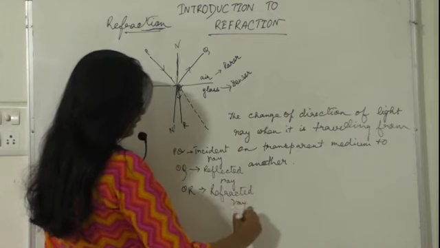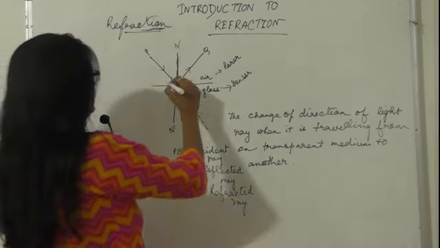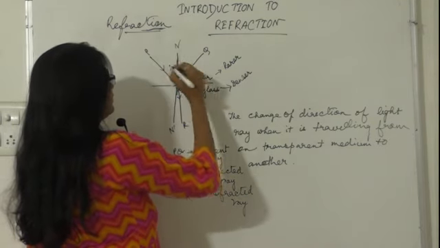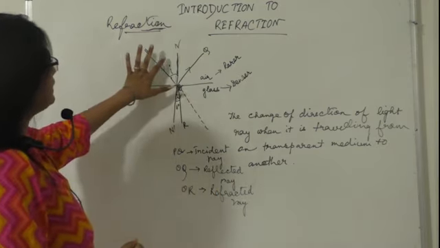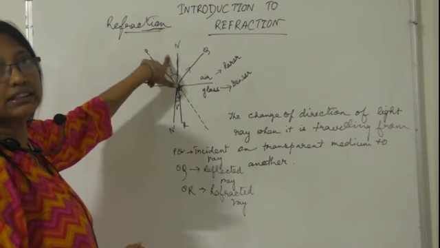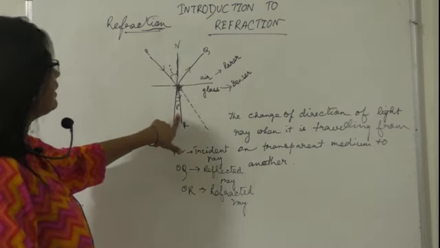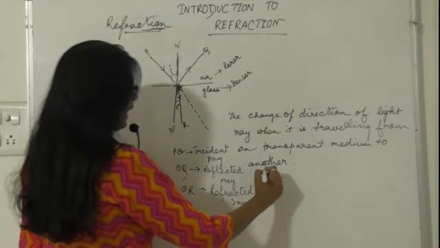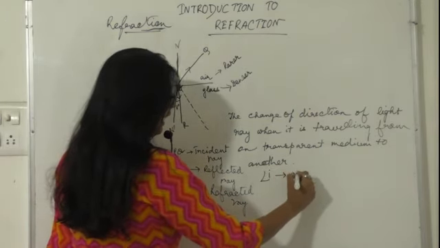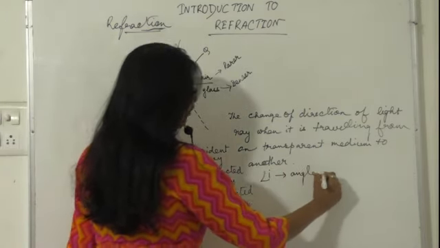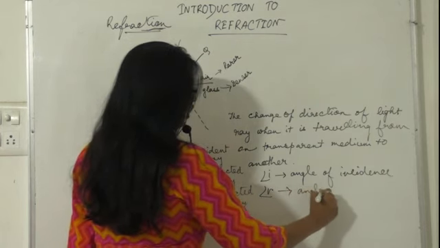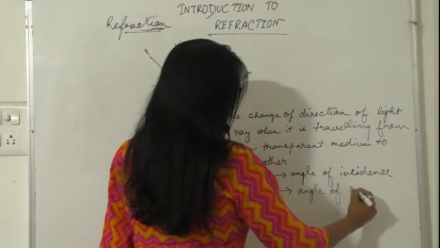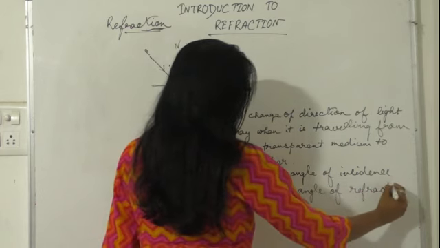Okay. Now let's have the angles. This angle I, this angle R. This is angle of incidence. This is angle of refraction. So angle I, angle of incidence, and angle R, angle of refraction. Okay.